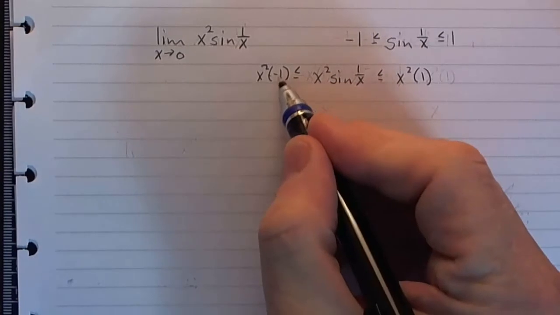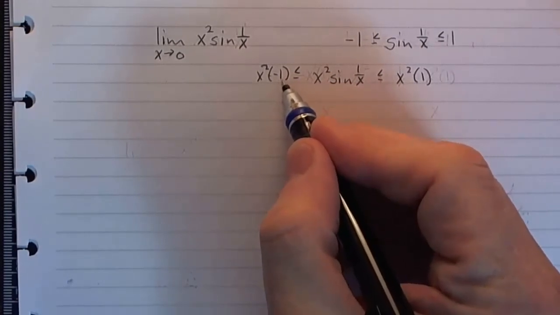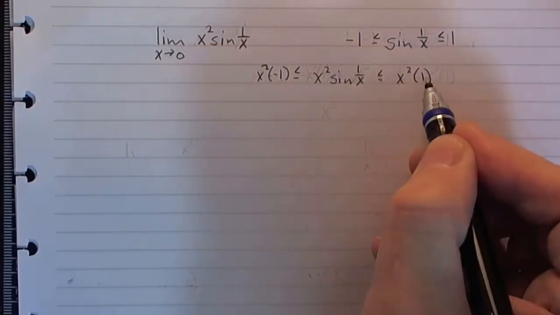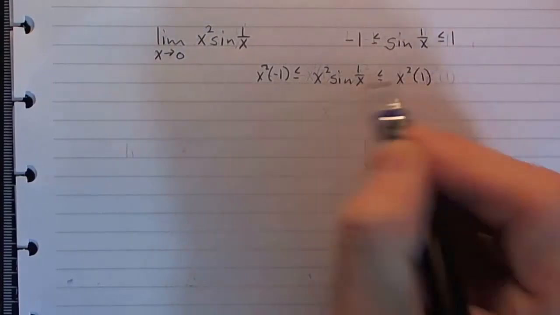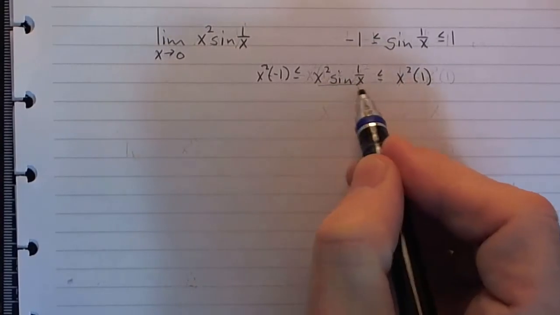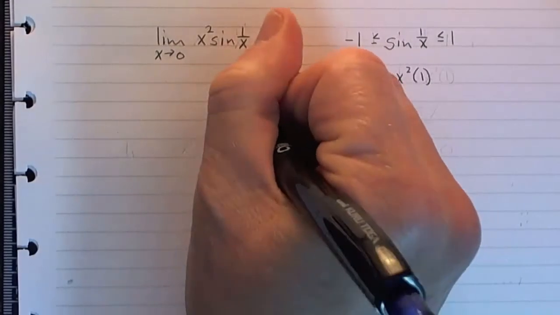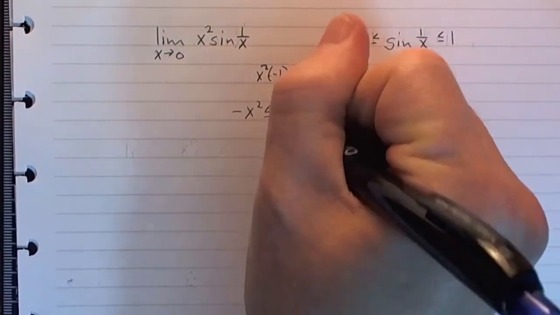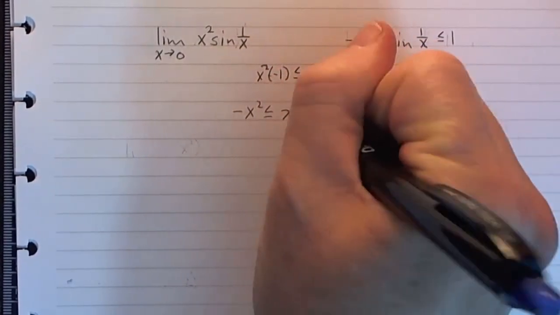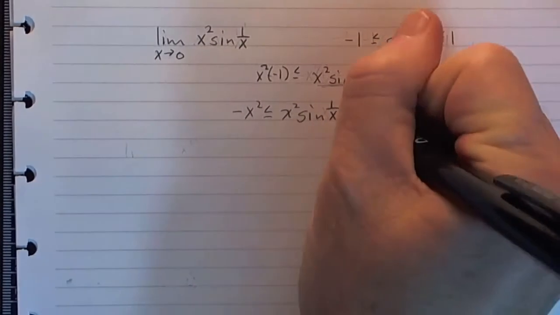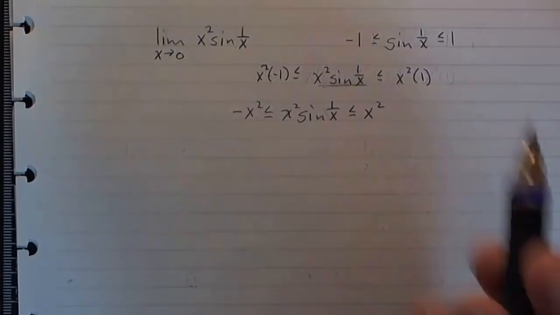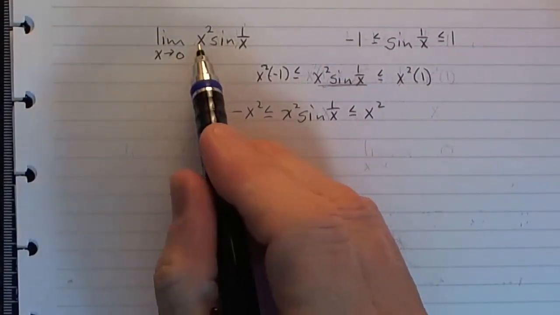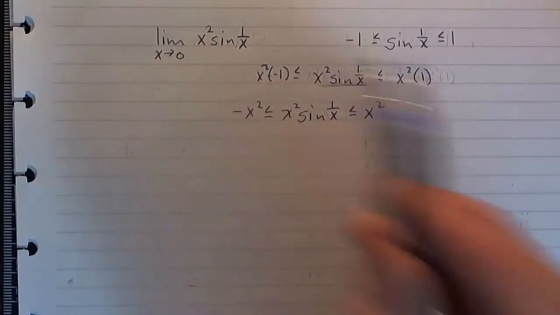If sine were as small as it possibly could be, which is -1, you would have this bigger than -1 times x squared. If sine is as big as it can possibly be, 1, then you would have x squared times 1. The point is, this has got to be between -x squared and x squared. Okay, so we know how to box this in.